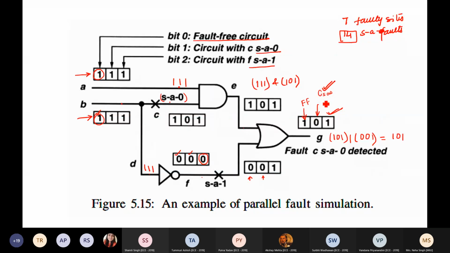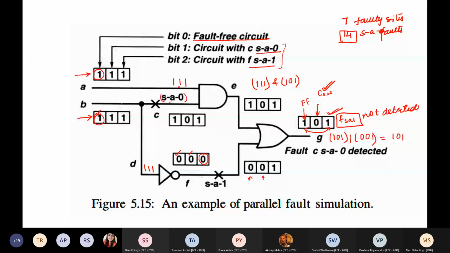But if I look at F stuck at 1 case, the output when F is stuck at 1 is 1, which is same as fault free circuit. It means this fault F stuck at 1 is not detected. Right? It is only C stuck at 0 which is detected. Though I have simultaneously simulated for two faults, only one of the faults is detected.